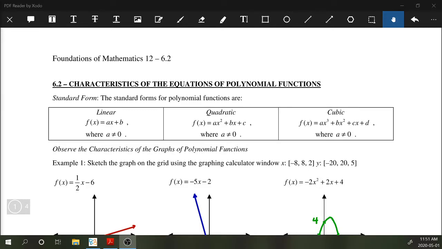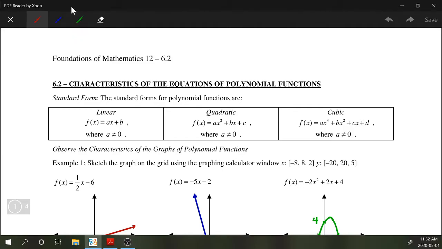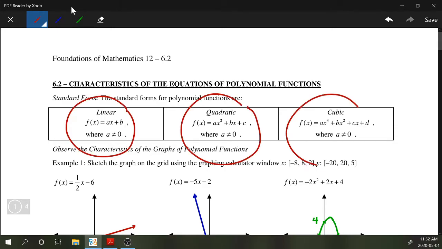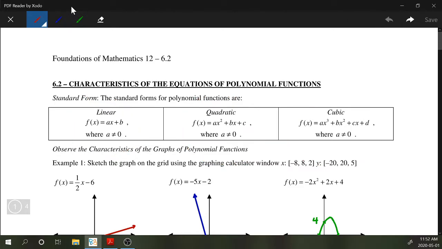Hello everyone. So today we're going to go over section 6.2, characteristics of the equations of polynomial functions. First we have here the standard forms of the polynomial functions that we'll be looking at. We have the linear function, the quadratic function, and the cubic function. The one that is not included here, we also will be looking at, is the constant function.